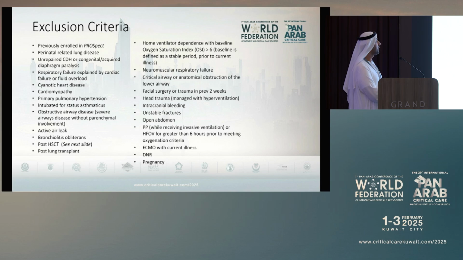This is the exclusion criteria. Essentially, we are excluding anyone who will not be extubated normally. Critical airway, a lot of other issues which will affect the extubation, because that's our outcome. And also any issues with proning. So if we cannot prone them, unstable fracture, open abdomen, or increased ICP, they will be excluded. Or if it will affect the prognosis, for example DNR, ECMO, all these things, they will not be included.